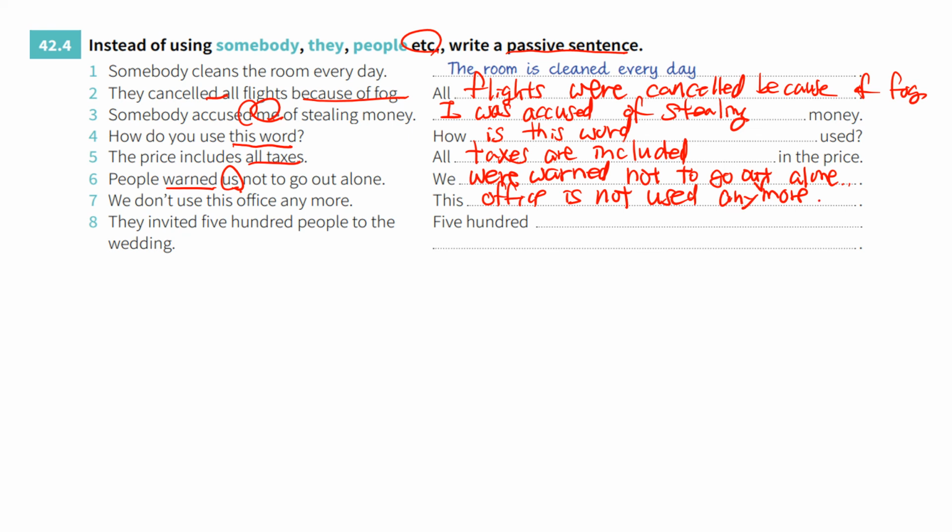Finally, they invited 500 people to the wedding. 500 people, invited, past, were. 500 people were invited. 500 people were invited to the wedding.